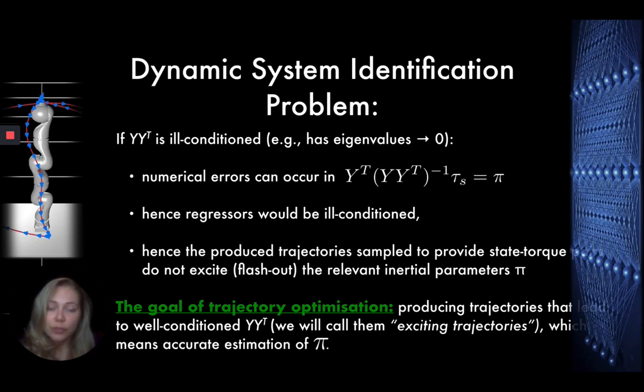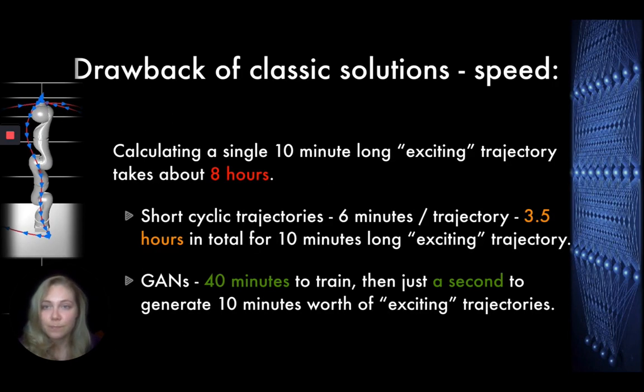So the goal of trajectory optimization is producing trajectories that are well conditioned for Y transpose, and that's exactly what we call exciting or informative trajectories, which means basically just accurate estimation of pi, the inertial parameters we're looking for in the system.